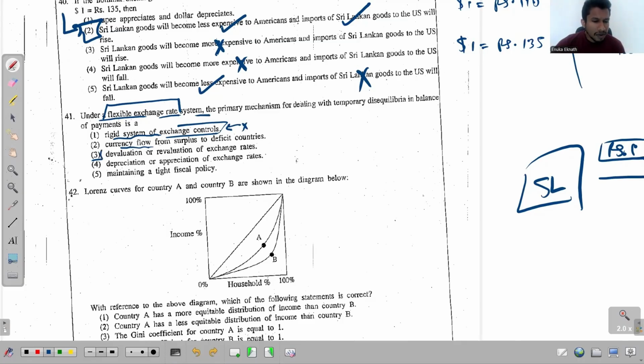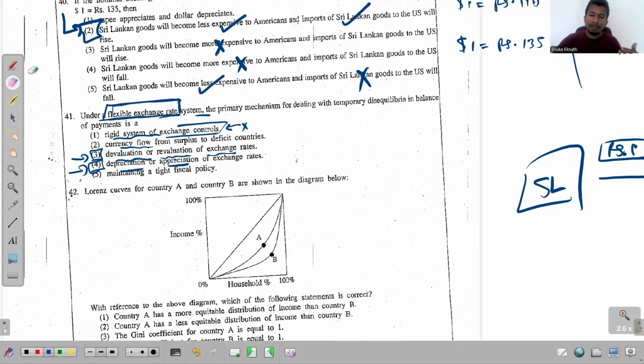Right, and look at this one. Devaluation or revaluation of exchange. You might think that this is the answer. Then below, depreciation or appreciation of foreign exchange rates. Even this can be the answer here. Now you have two answers. And then maintaining a tight fiscal policy, no, that has nothing to do with this flexible exchange rate system, right?